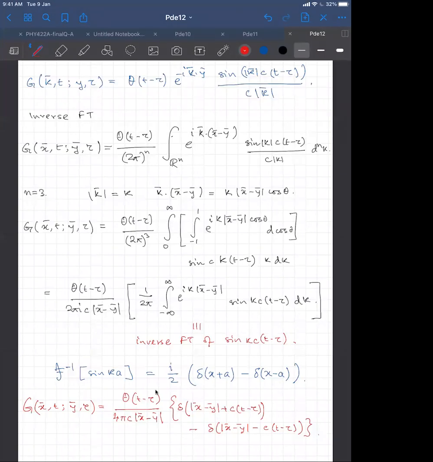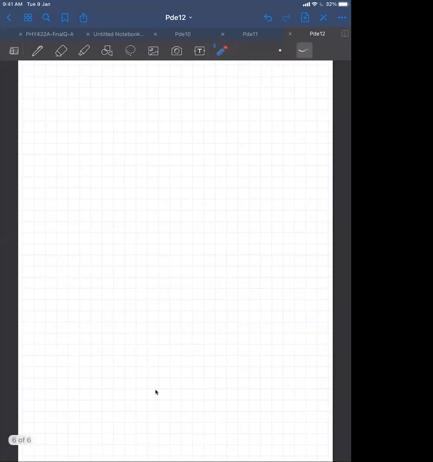Now, you notice that the first delta function does not have any support in the region where the step function is actually non-zero. And the second one just ensures that t minus tau is always greater than 0. So this particular theta function is actually superfluous, so you can just get rid of that.